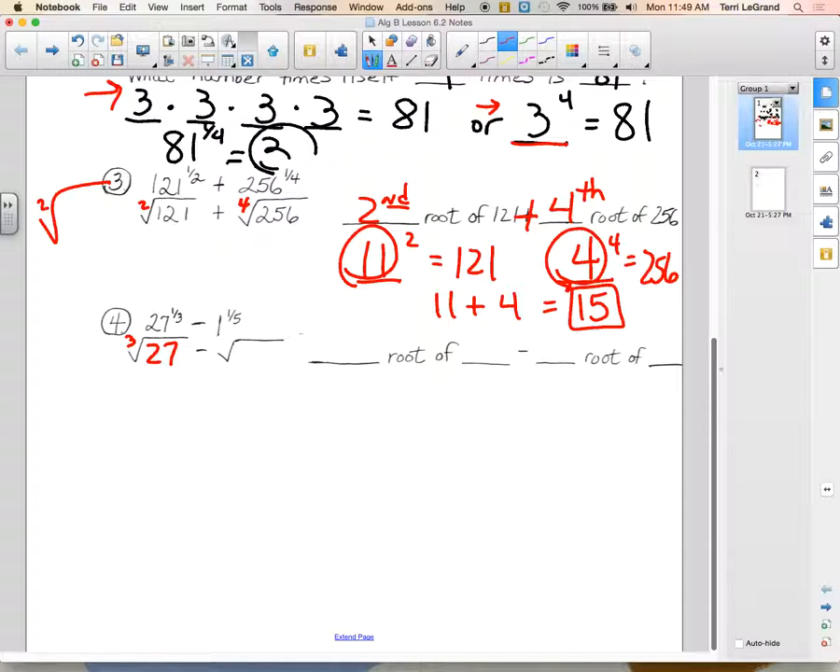Okay, what's going on under the radical sign for the other one? 5. No, 1 is the base. The base always goes underneath the radical sign. And the 5 is the index, or the little number on the outside of that radical sign. So this is really looking for the third root of 27.